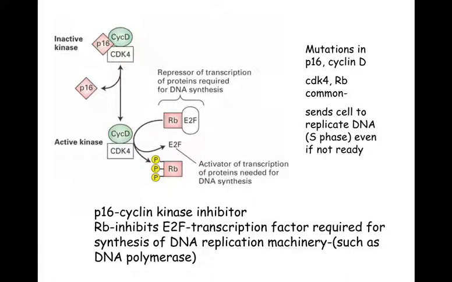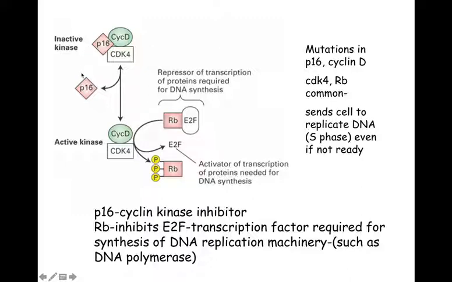Some other things that we have talked about. We talked about RB as an inhibitor of a transcription factor called E2F, and that RB gets phosphorylated in order to stop inhibiting E2F, and then E2F goes ahead and binds to DNA to turn on genes that are required for the S phase, like DNA polymerase, for example. The proteins that are involved in phosphorylating RB, as well as RB itself, can all be oncogenes.